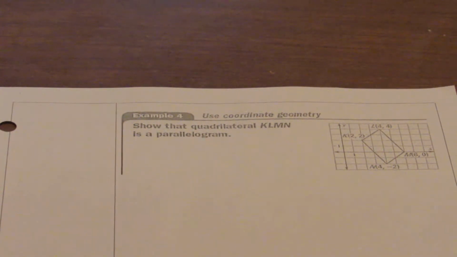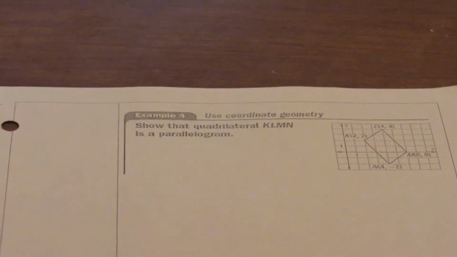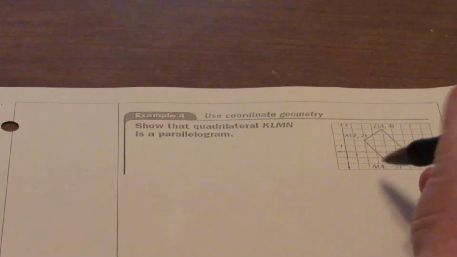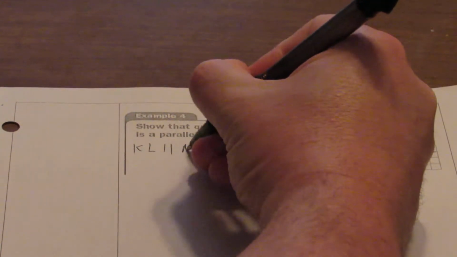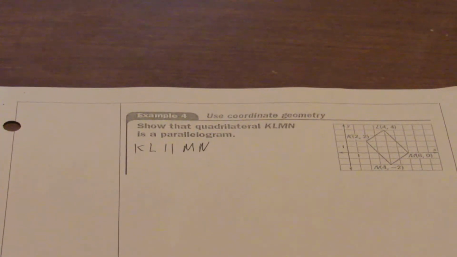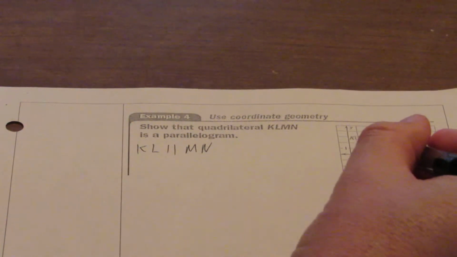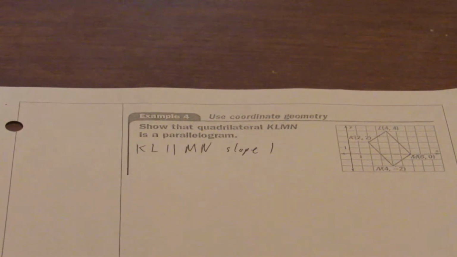So I look at my different sides. We have KL and NM. I want KL to be parallel to MN. If I count here, I go over 1, 2, up 1, 2. If I come here, I go over 1, 2, and up 1, 2. That means they both have a slope of 1, and I'm good.